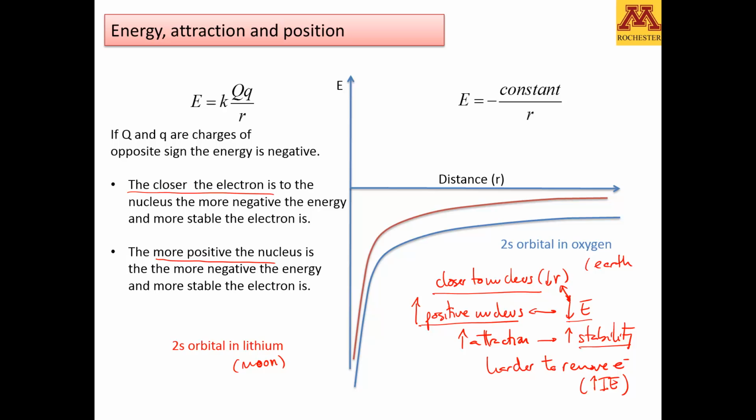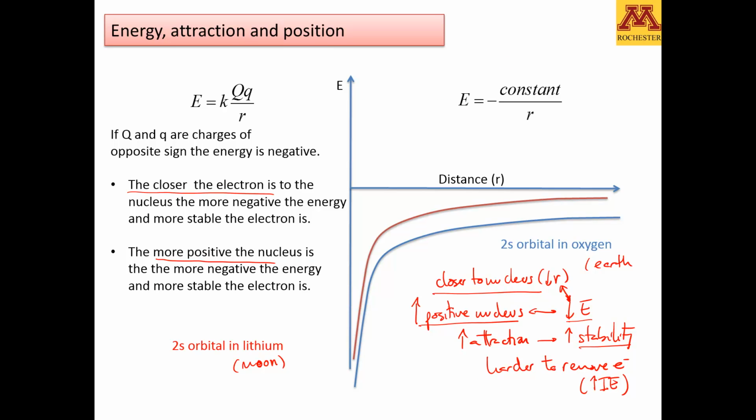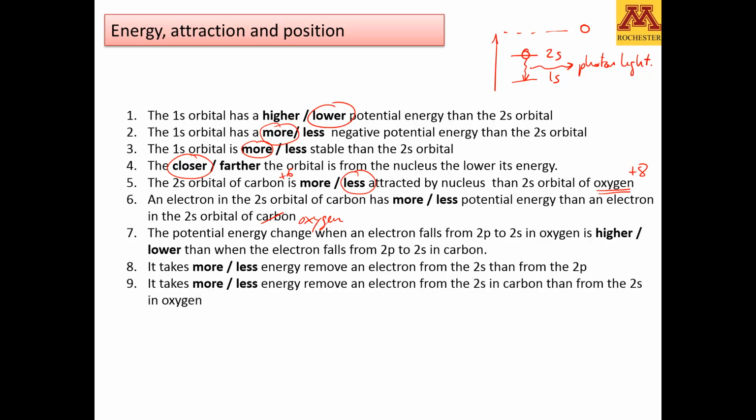Okay, let's just make sure. In this case, it's lithium, but the same could be applied for carbon. It's closer to 0. Therefore, an electron in the 2s orbital will have more potential energy. It's closer to 0. It's less negative. Okay. Now, question number 7.